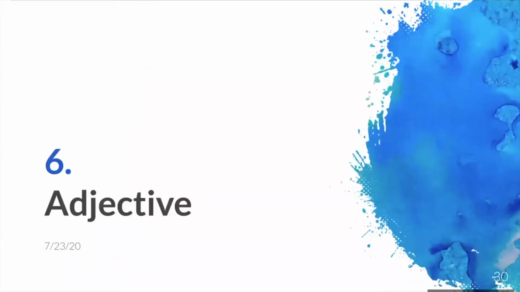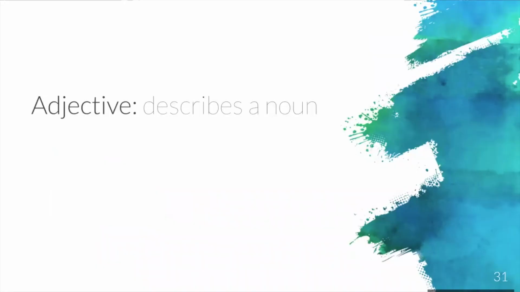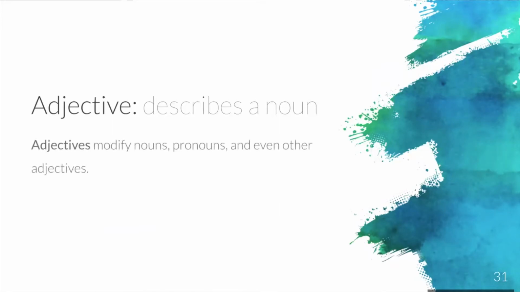So today we will be discussing adjectives, which is the 6th out of 8 parts of speech that we will be talking about throughout this series. Adjectives basically describe a noun. It says here that they modify nouns, pronouns, nouns as in a thing. Pronouns are things that substitute nouns, and also other adjectives.